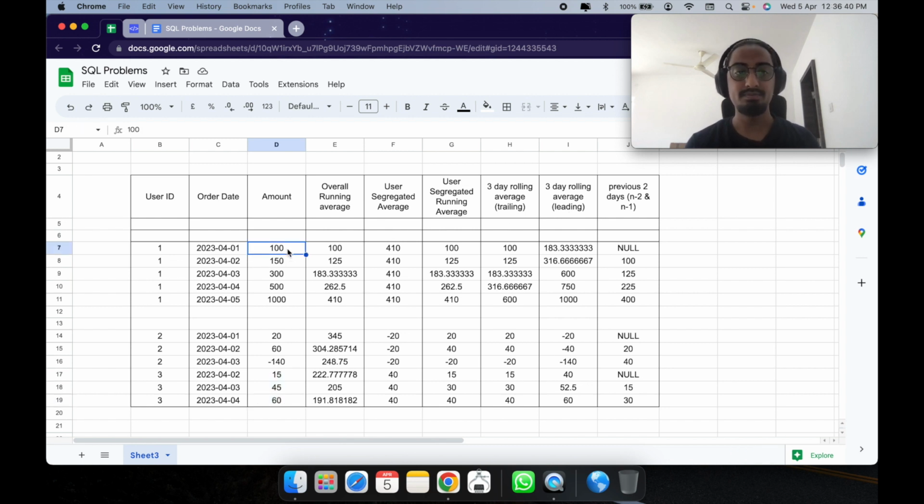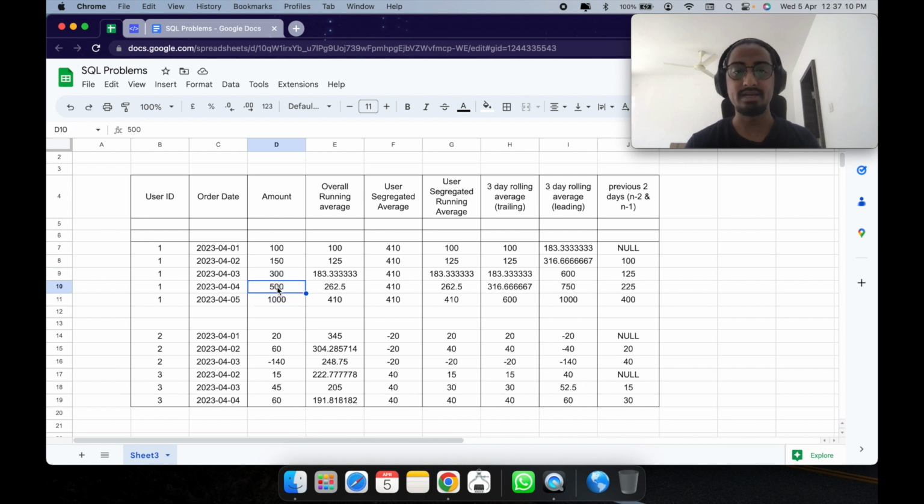So here for 1st of April, the leading rolling average would be the average of 100, 150 and 300. That is 183.33, and it's 183.33. So for the next row, it is going to be the average of the following two and the given row itself. It's 316.66 and 316.66. And for 300, it should be 600. So it's 600 here and 600 here is the average.